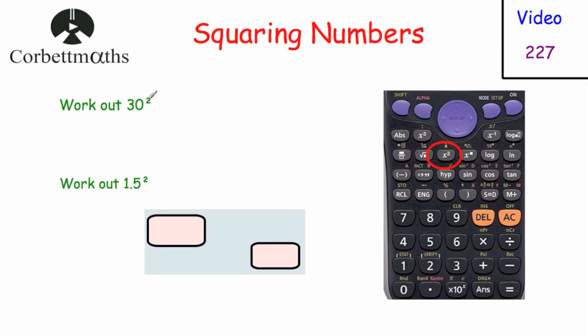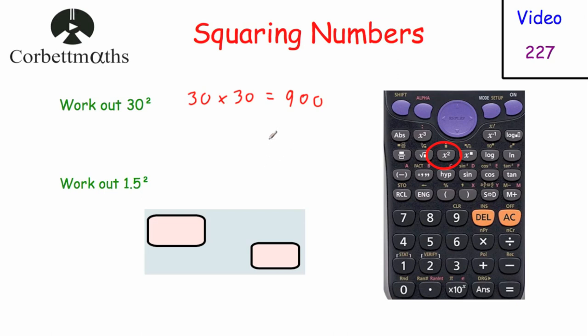It's a little 2 above the number. And what that means is you have to multiply the number by itself. So whenever it says work out 30 squared, you do 30 multiplied by 30. So we do 3 times 3 is equal to 9, and it would have 2 zeros, so the answer would be 900.